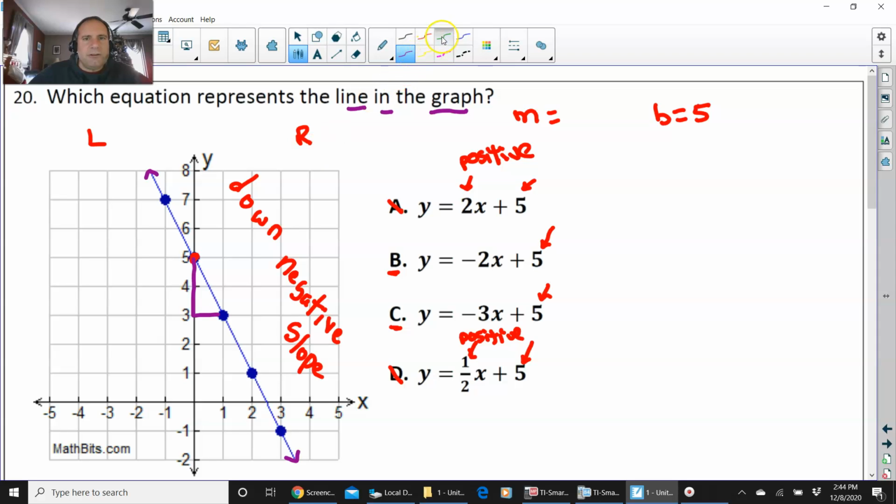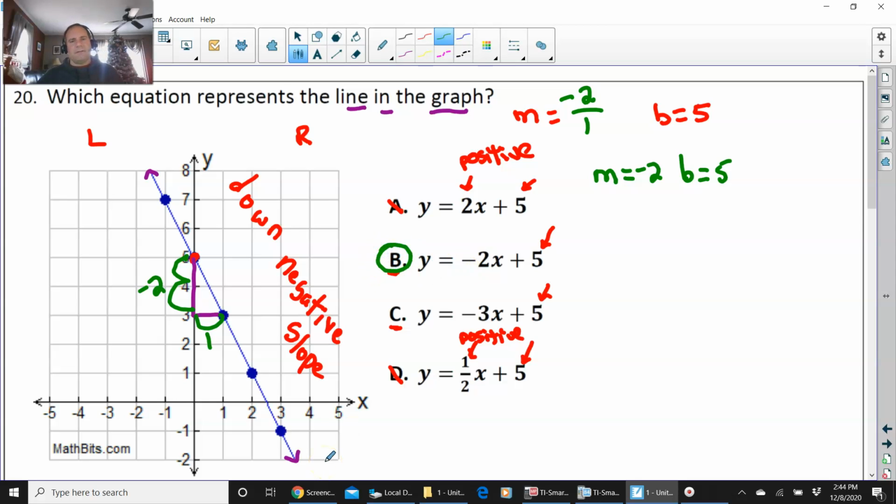So I am going to count down 1, 2, -2, and then 1. So my slope is -2 over 1. I knew this was negative already. Slope is -2, and the y-intercept is 5. B is your answer. Right? And that's it. Rise over run. Just don't forget, because if you don't write it, sometimes you'll put the wrong numbers, and the rise is -2 and the run is 1.